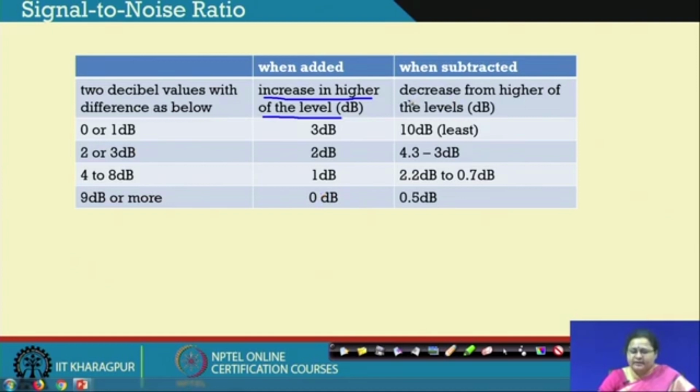But when you are subtracting, what is happening? You decrease from the higher of the levels in dB. The signal is the plus, and noise has to be subtracted from it. Whatever is desired is the signal. So, if that is say 70 and you have to subtract something very close to it, say also 70, then the overall signal will reduce by 10 dB. So, you will get 60 dB of signal sound reaching the audience in spite of the noise produced at 70 dB.